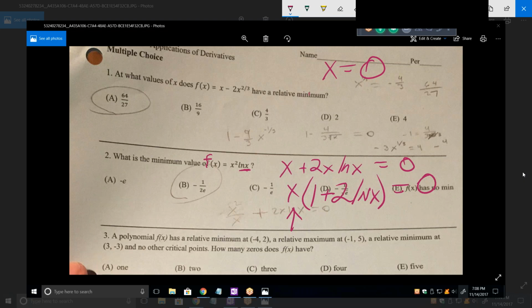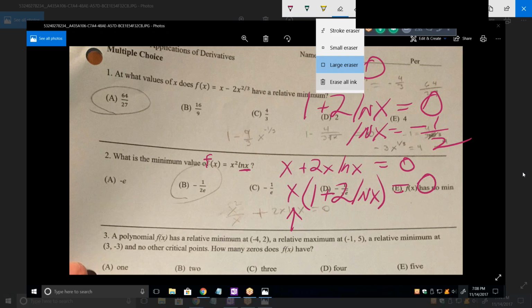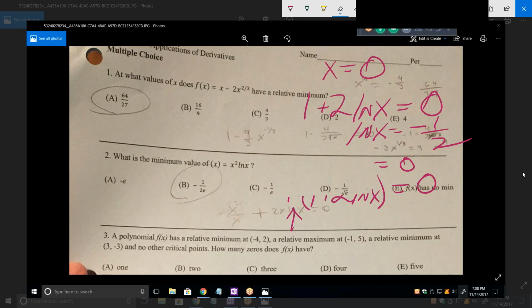Then the other one is going to be 1 plus 2 natural log of x equals 0. So natural log of x equals minus 1/2. And how do I solve that? I don't know. Actually, the way to solve it is there's two ways. There's the way that's a little bit out of the box that you have to kind of get used to using before you even see it as a way.